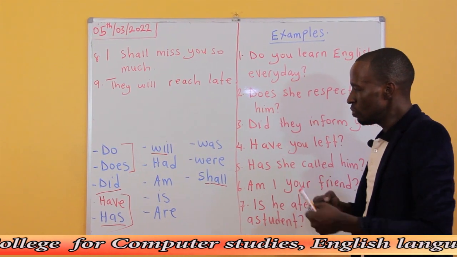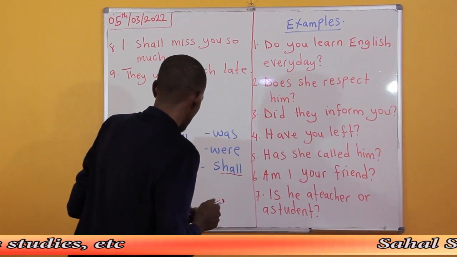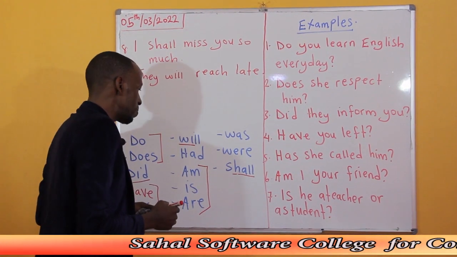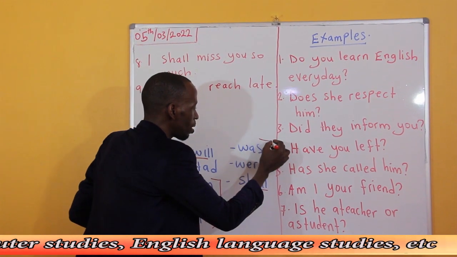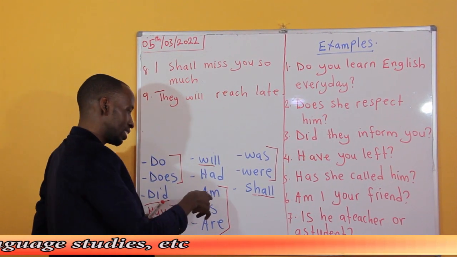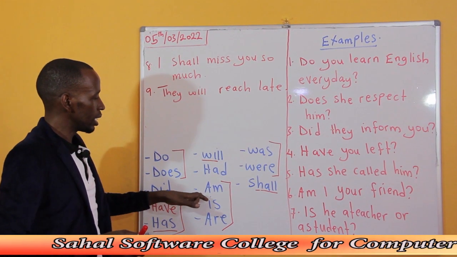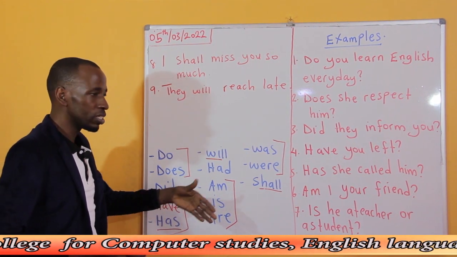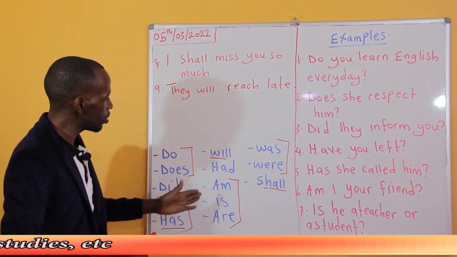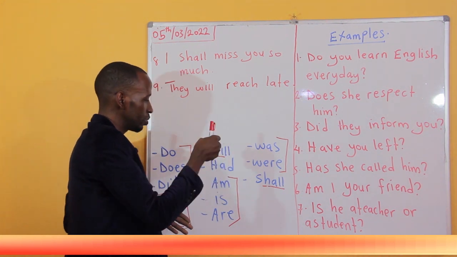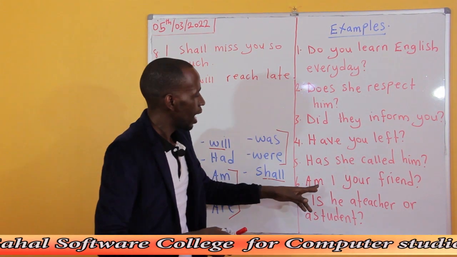Now we are moving to something very interesting. These are mainly called verb to be. These ones that you are seeing, am, is, and are. These are called verb to be or forms of verb to be. So this is the form of verb to be in the past, and this is the form of verb to be in the present. Now, when we use these ones, sometimes you can use them with verbs, and sometimes you can use them without verbs, because it is a form of verb to be. For example, let me write examples. I think I have examples here. Am I your friend?